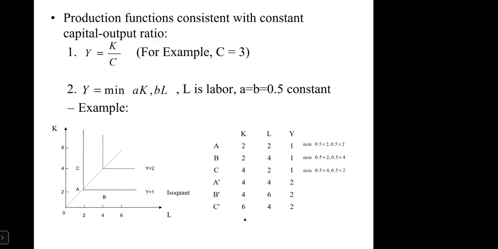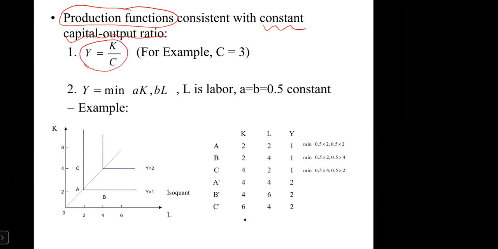Now, we can look at some examples of production functions that are consistent with a constant capital output ratio. And from here, you can see what the limitation of this theory is. And then from here, we can see some hint of improvement. Right. So the first example, Y equals K over C, and C is constant, equal to 3. That is the first example. And in the second example, we introduce labor.